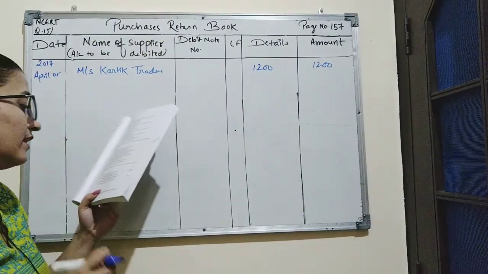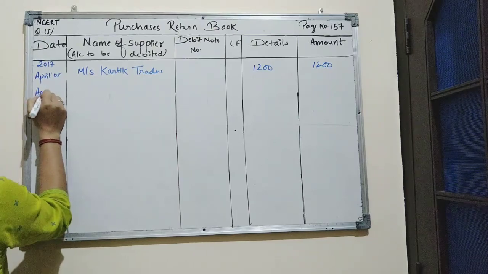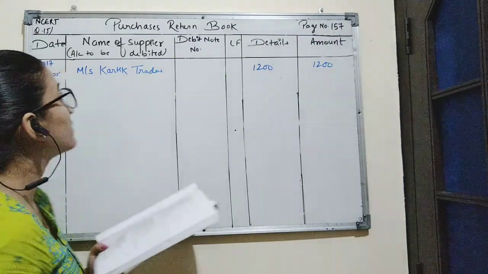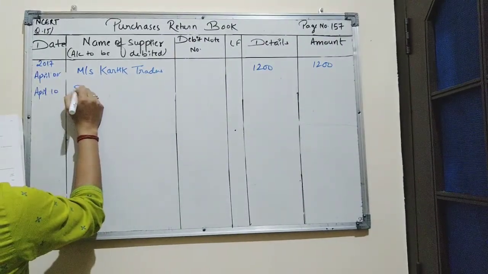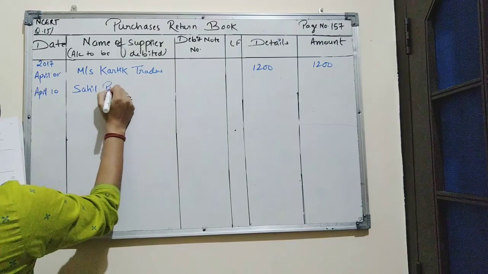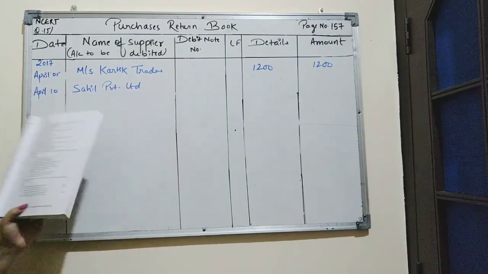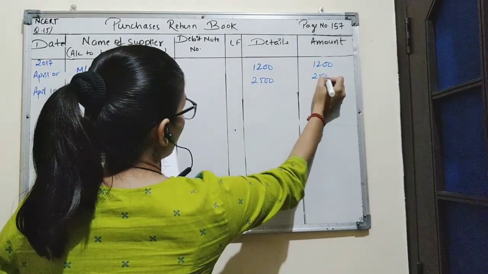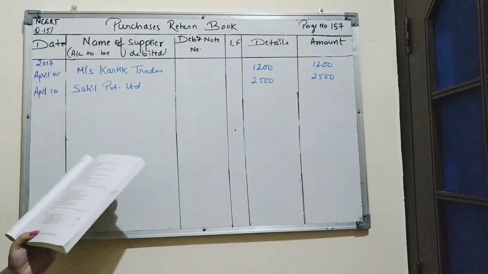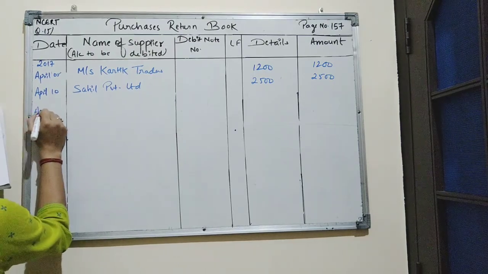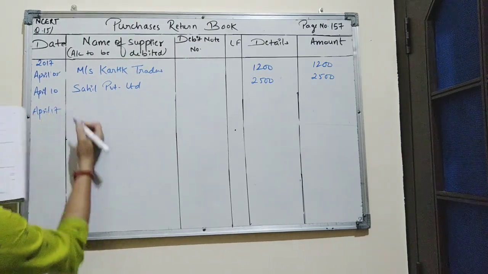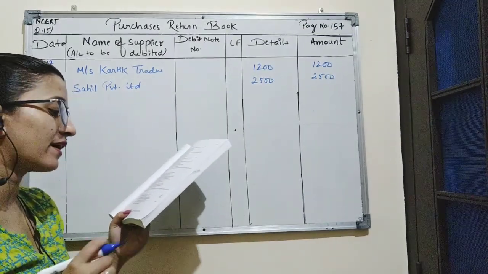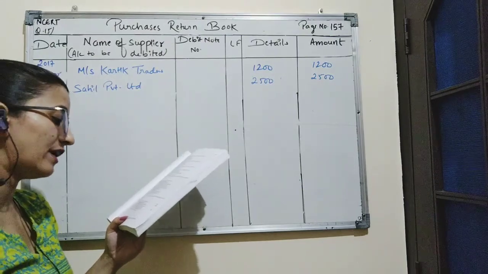Next transaction is on 10th April. Goods returned to Sahil Private Limited. So the name of supplier is Sahil Private Limited. And the amount is 2500. Total amount will also be 2500. Third transaction is on April 17. Goods returned to Miss Kohinoor Traders for the list price 2000 less 10% trade discount.